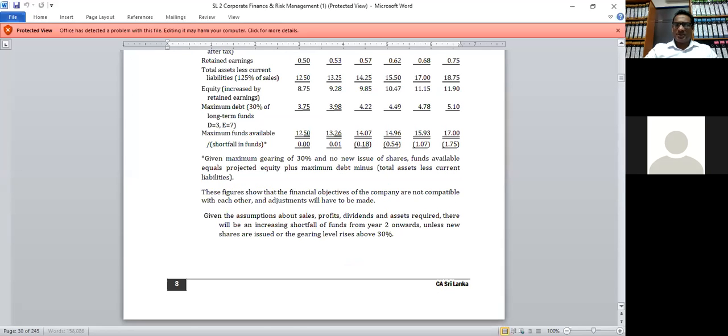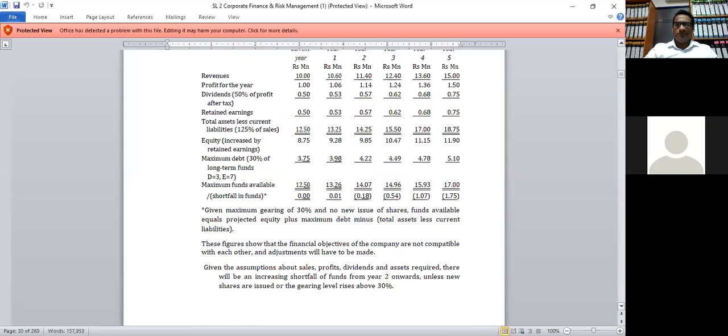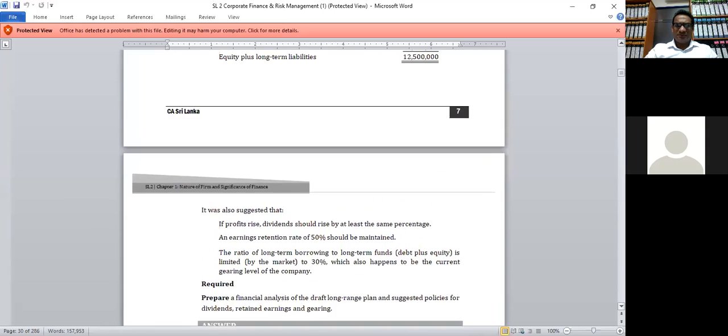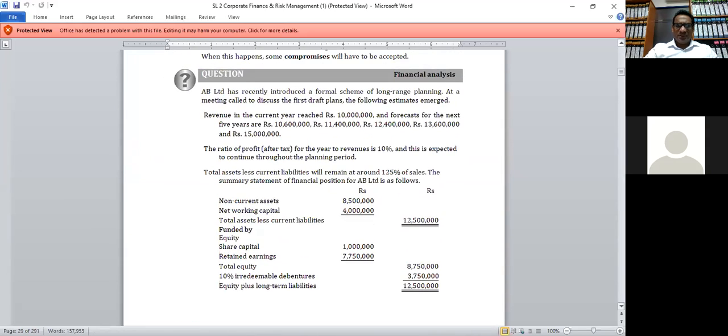Now, this is the question I want to discuss today. The answer is there, but we'll go to the question first. This is a question on financial analysis. AB Limited has recently introduced a formal scheme of long-range planning. At a meeting called to discuss the first draft plans, the following estimates emerged. Revenue in the current year reached 10 million rupees and forecasts for the next 5 years are 10.6 million, 11.4 million, 12.4 million, 13.6 million, and 15 million.